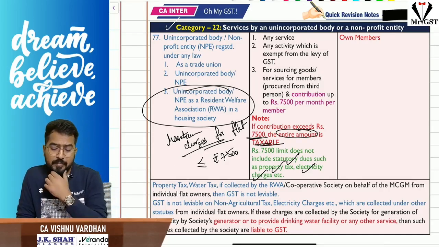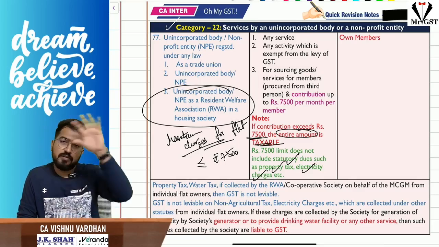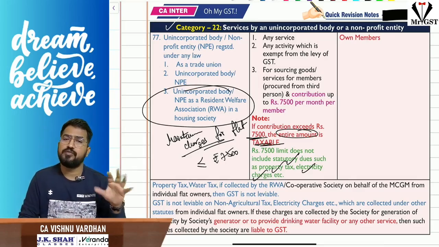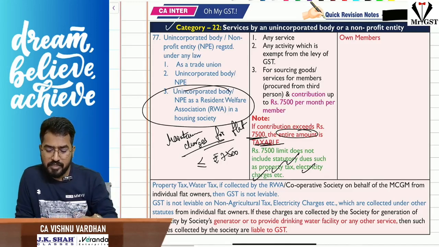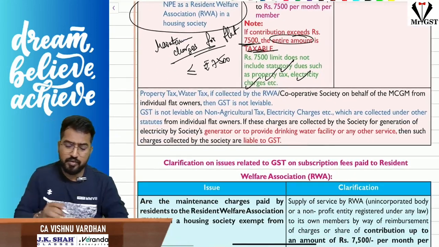So per month, per member means in the association member, not in the house. How many members are there? So many, 7,500. Okay, so that is important there. So you can just go through this.